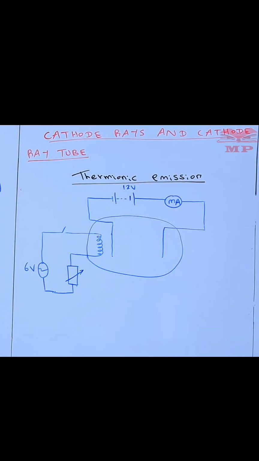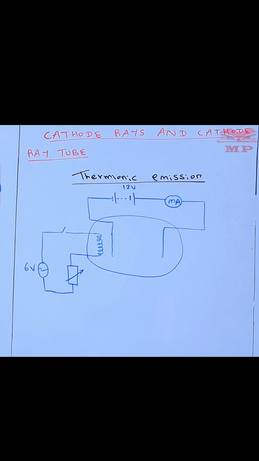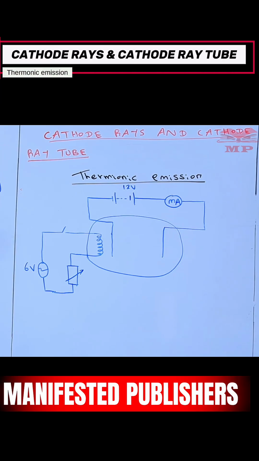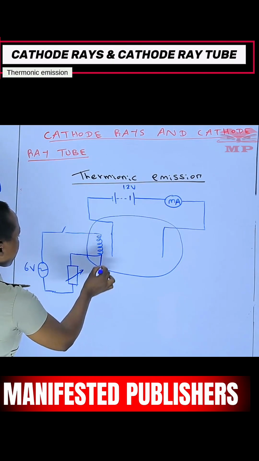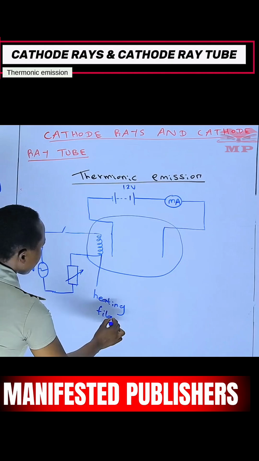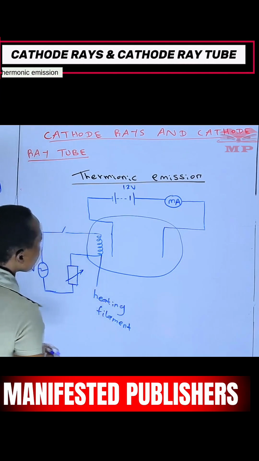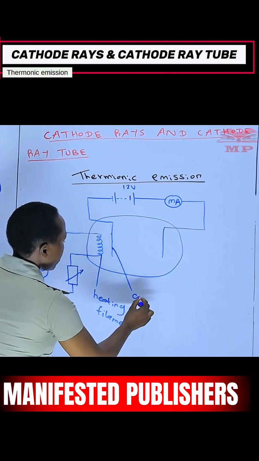So the next thing we can first name. We can first label all those parts that we have. So we have seen that here we have a variable resistor. This is the switch. This is the heating filament. We want to look at the thermionic emission. Here we have our cathode.